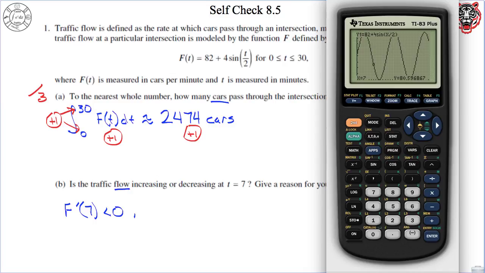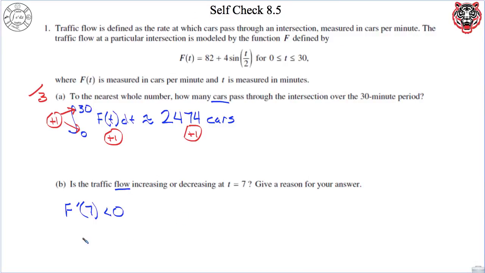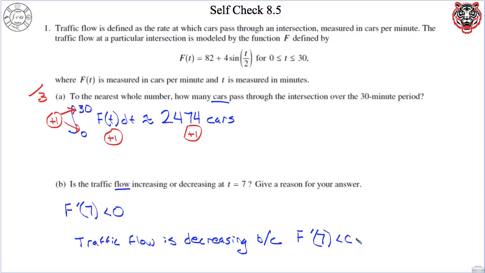So let's do our answer now. Our answer is traffic flow is decreasing, and here's your reason: because capital F prime of 7 is less than 0. All right, if you have all of this reason, that's +1. You need everything here. You need that it's decreasing, and because of this thing. So that's out of 1 point. All right, on to part C.